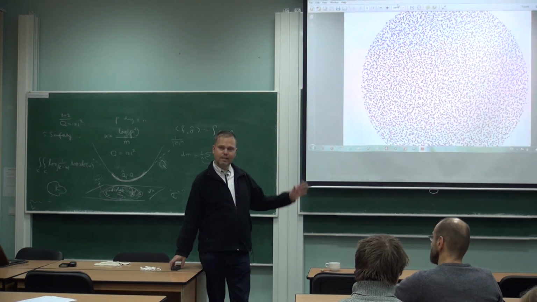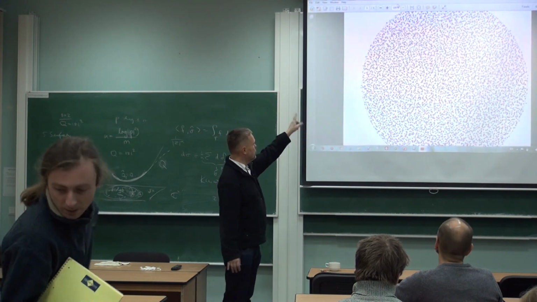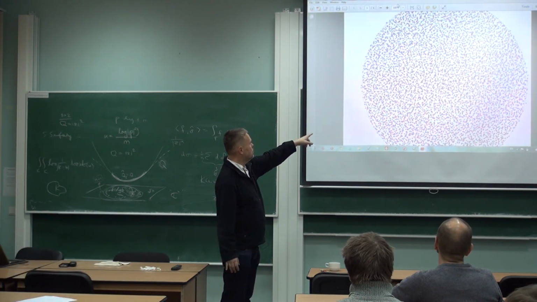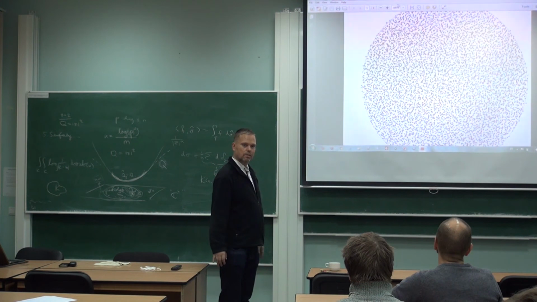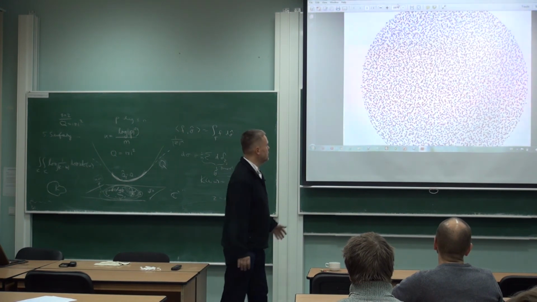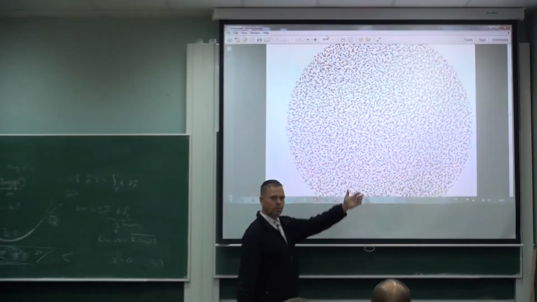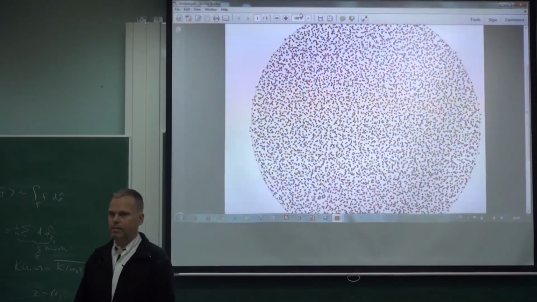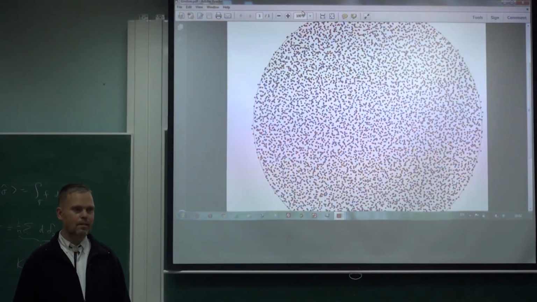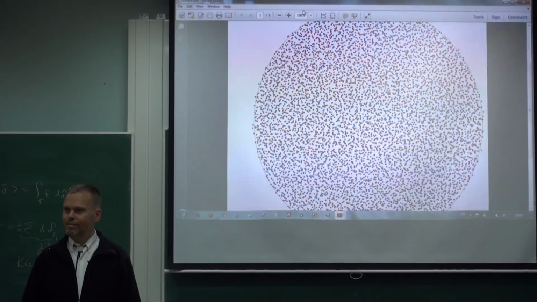Okay, so that's all I wanted to tell you. This is supposed to be a run where the blue and the red are independent. So you see, there's no real repulsion between red and blue. Okay.